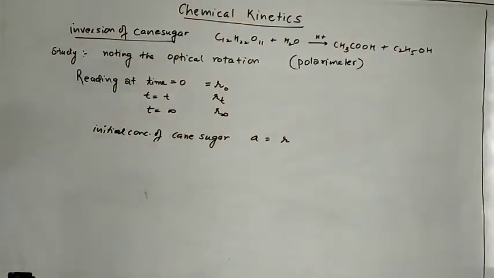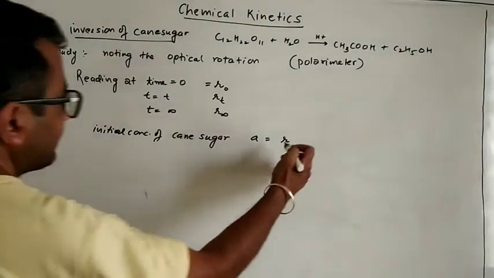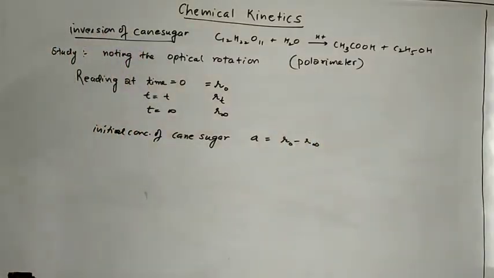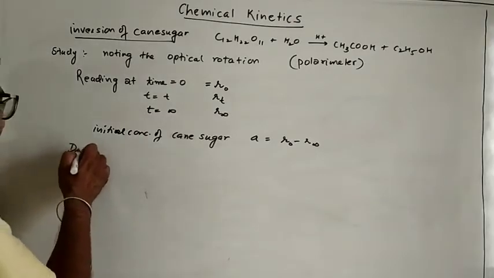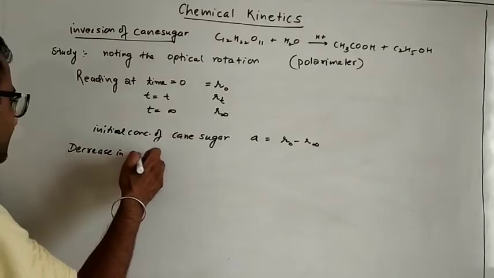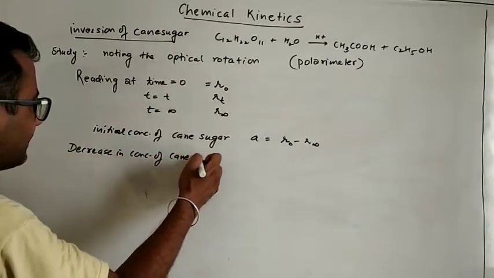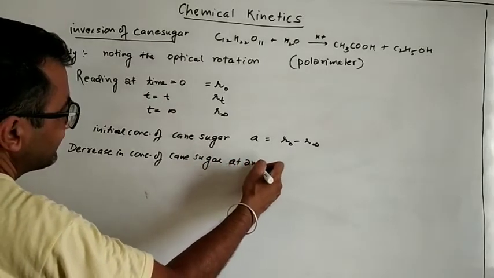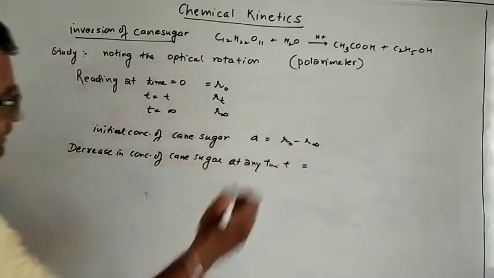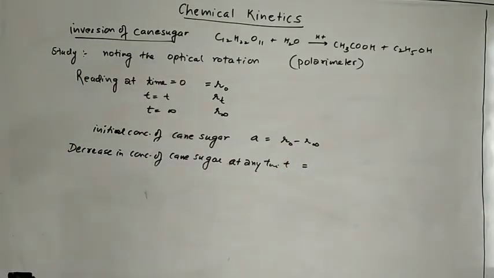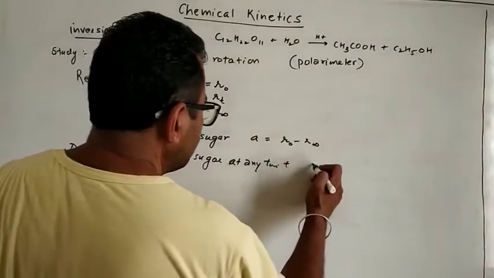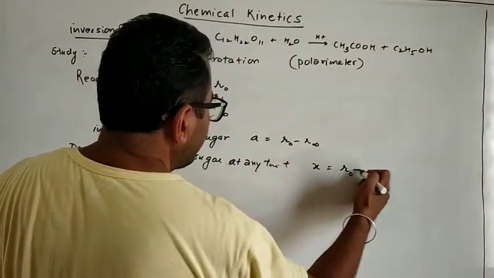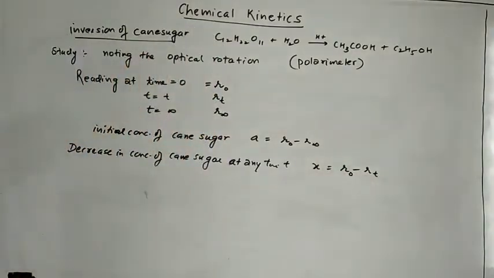R at time 0 and at time infinity, that is, r0 minus r infinity. And the decrease in concentration of sucrose, or cane sugar, at any time t, this is x, and this will be equal to r naught minus rt. So a minus x we can calculate from here.